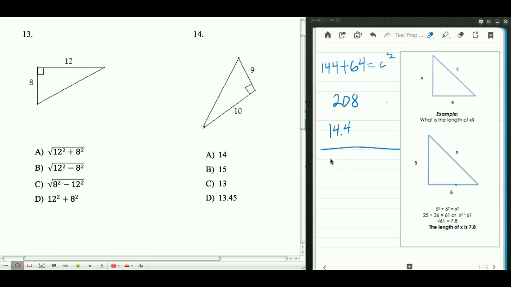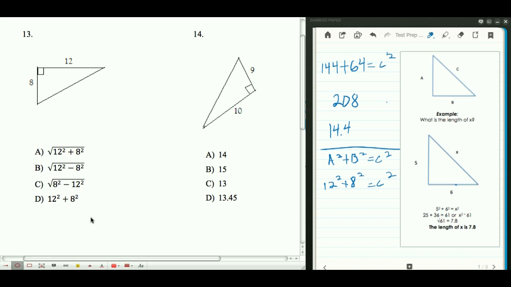So let's see. We have a squared plus b squared is equal to c squared. We know a squared is 12 squared, b is 8 squared, and we don't know what c squared is. Does that look like anything we have so far?